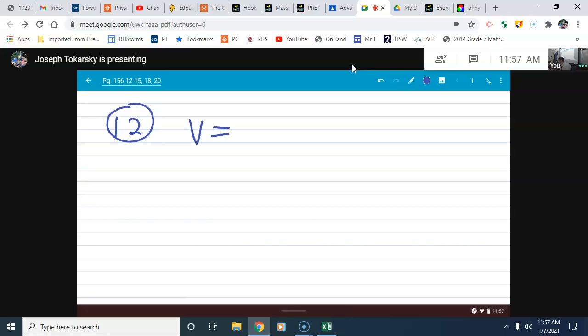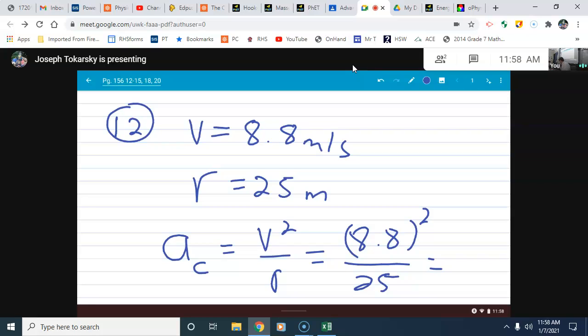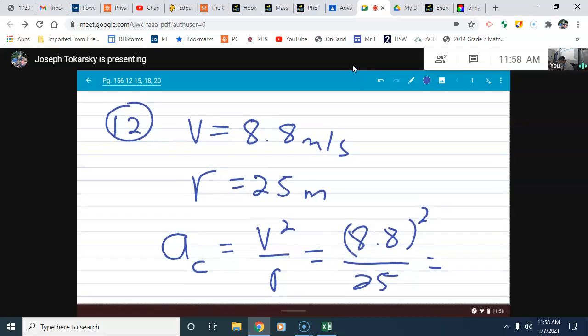It starts by giving us how fast it's going, 8.8 meters per second, and the radius of the bend we're going around is 25 meters. So what's the simple formula we use when we know V and R to find centripetal acceleration? Exactly. So 8.8 squared divided by 25. And that should be coming out around 3.1. Yeah, we round to 1 decimal point.